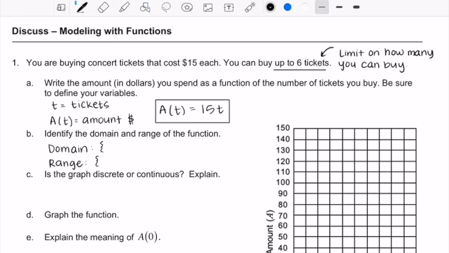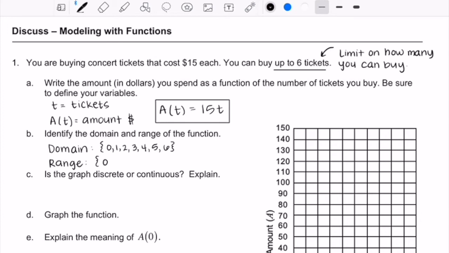When it comes to listing the domain and range of the function, you could buy either 0, 1, 2, 3, 4, 5, or 6 tickets. And one way that we can write that down is to represent it as a list. And then for the range, you would think about each of those corresponding output values. So if you bought 0 tickets, you would spend $0.